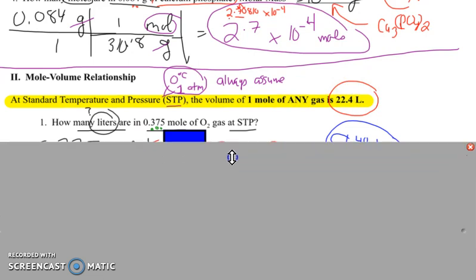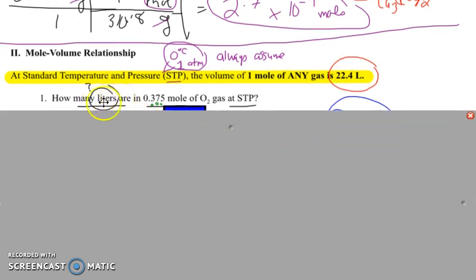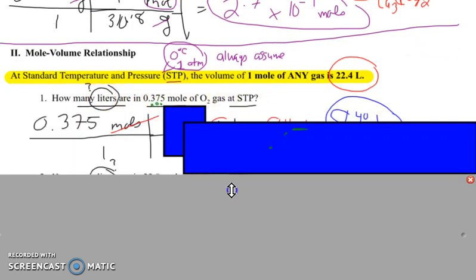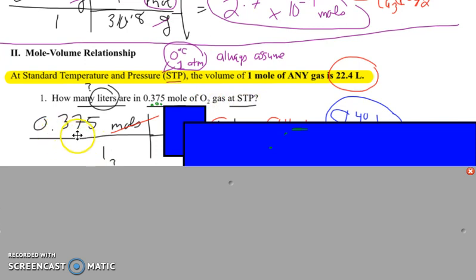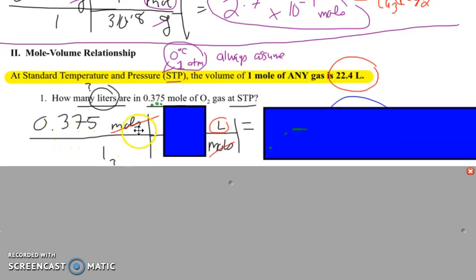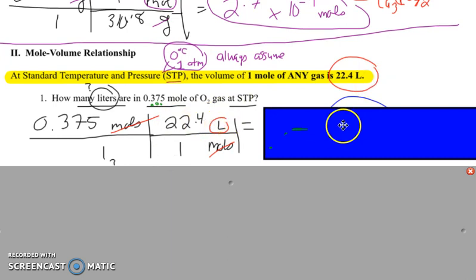So for this first problem, how many liters, this is my question mark, are in 0.375 moles of oxygen gas at STP? So for the setup, 0.375 moles over 1. And then I need to get rid of moles and go to liters. So moles on the bottom, liters on the numerator. And then we need a new conversion factor. I'm telling you that 1 mole is exactly 22.4 liters. So that's your conversion factor. 1 mole is 22.4 liters.